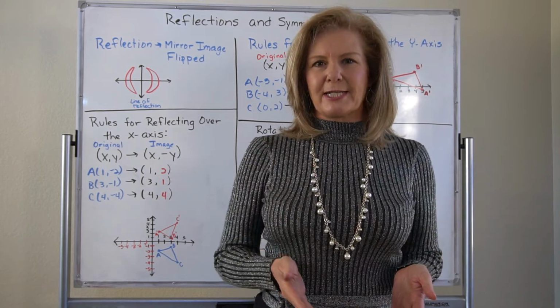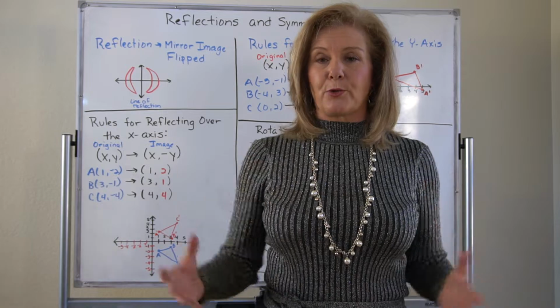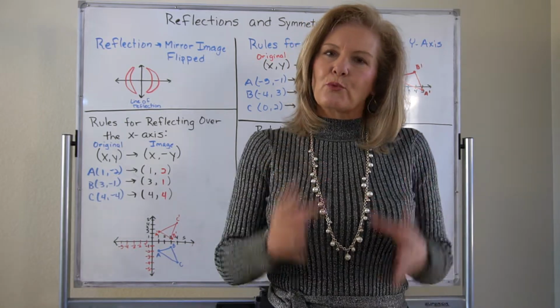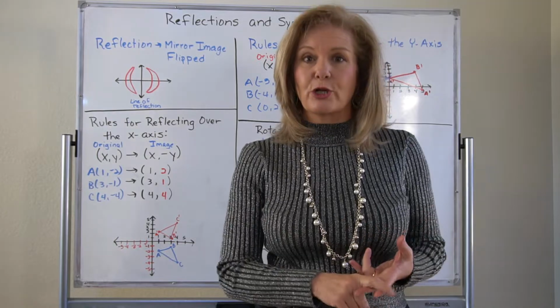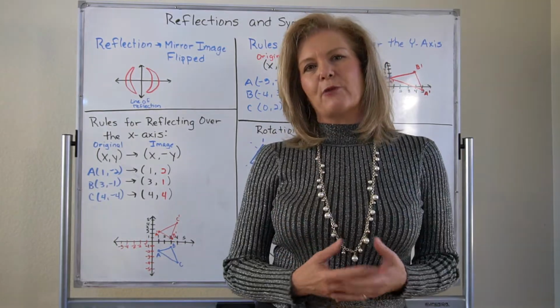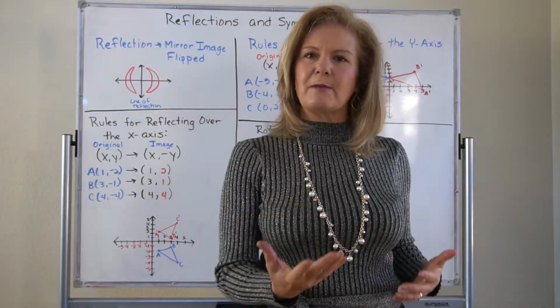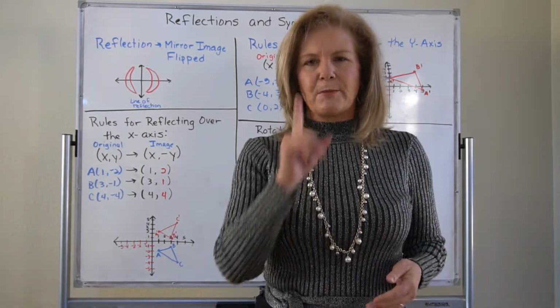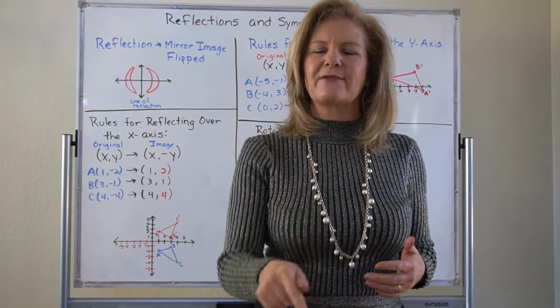We are working with transformational geometry, which is the movement of objects on a coordinate plane. Now, these are rigid movements, so the objects do not change size or shape. So today we're looking at reflections. And reflections are just like when we look in a mirror, it's a mirror image. But the one thing you have to remember on a reflection is the image always flips.